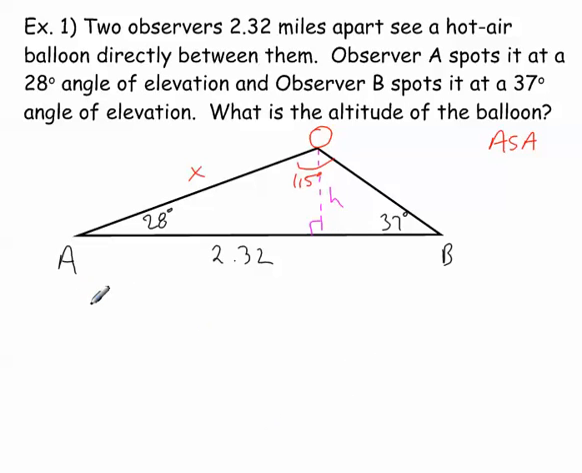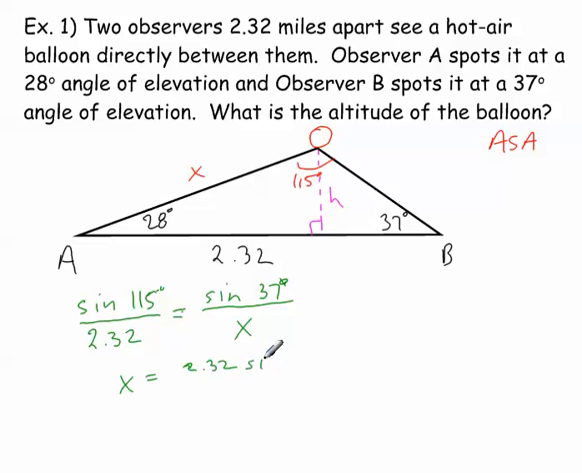So set up the law of sines. The sine of 115 degrees over the side opposite, 2.32. That's going to equal the sine of 37 degrees over the side opposite it, which would be the x. So in cross multiplying and dividing, I'm going to get x equals 2.32 times the sine of 37, all divided by the sine of 115.